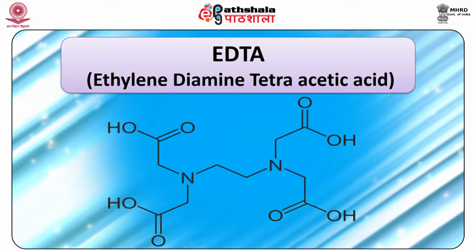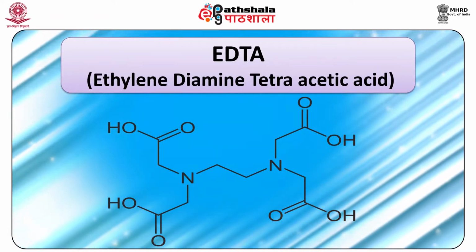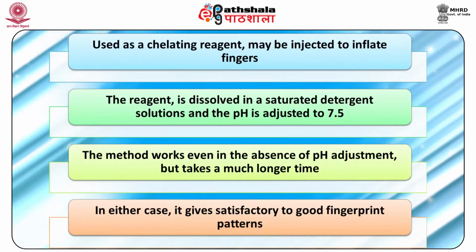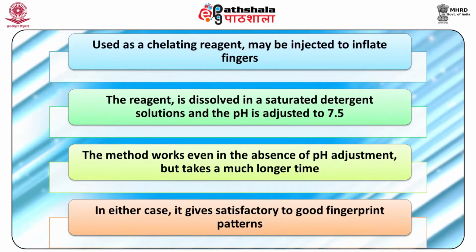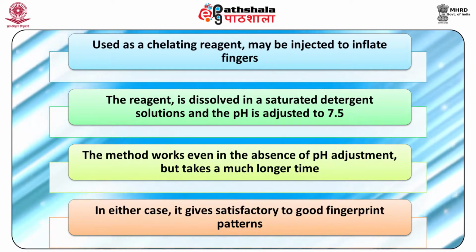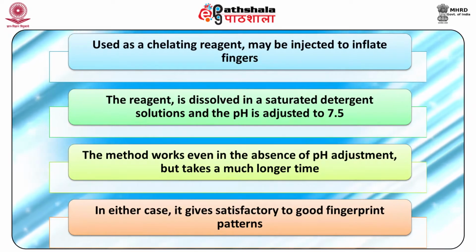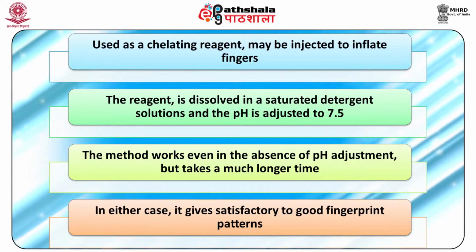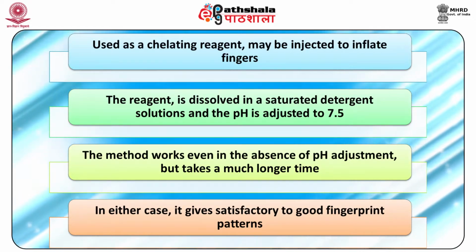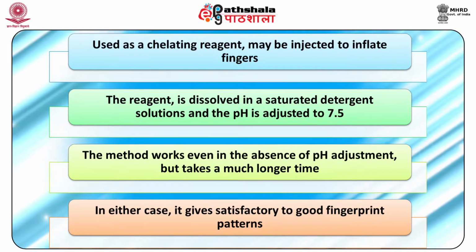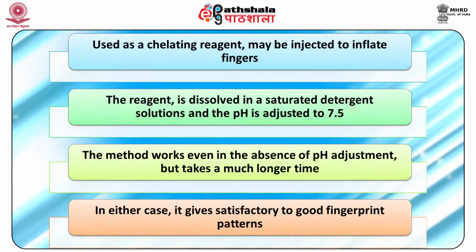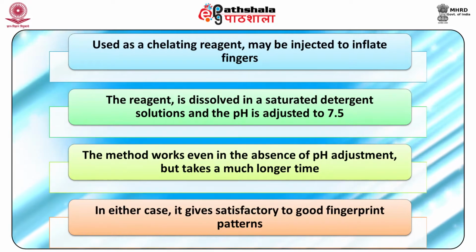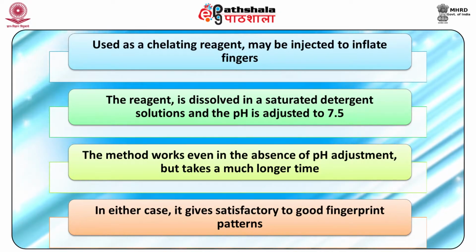Ethylene diamine tetraacetic acid, or EDTA, a chelating reagent, may also be injected to inflate the fingers. The reagent is dissolved in a saturated detergent solution and the pH is adjusted to 7.5. The method works even in the absence of pH adjustment, but takes a much longer time. In either case, it gives satisfactory to good fingerprint patterns.